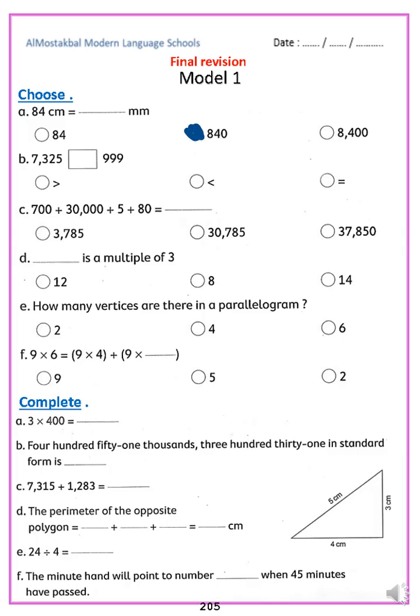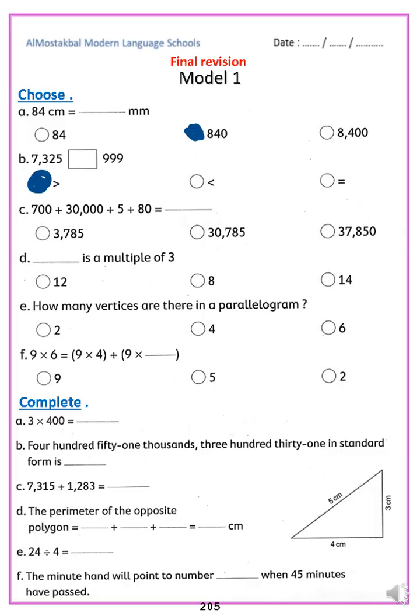The next question, 7,325 or 999. Which one is bigger? Yeah, 7,325 is bigger than 999.